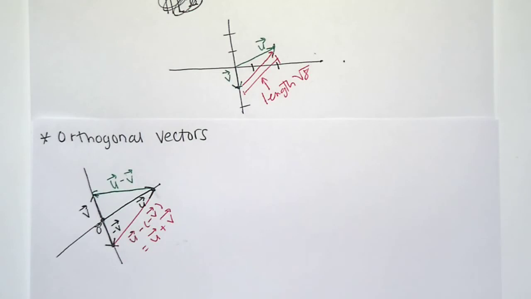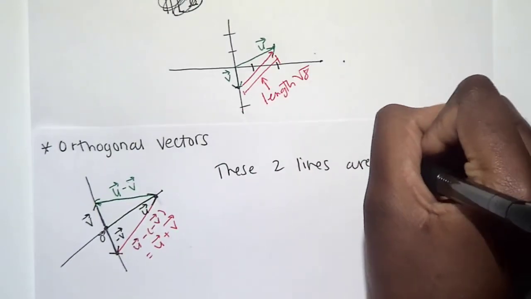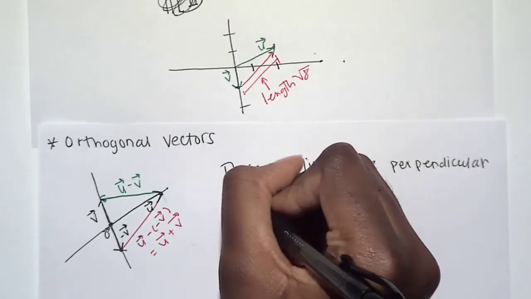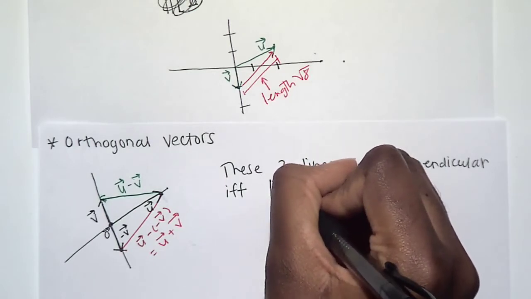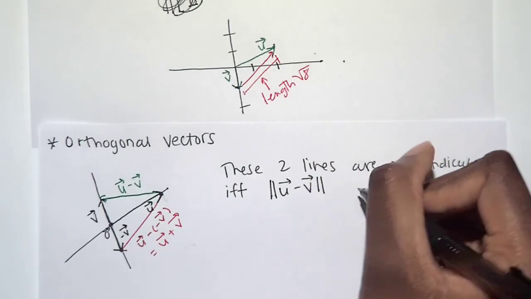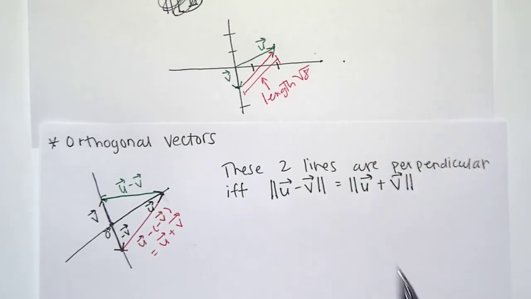All right, so the two lines that I drew here, they're perpendicular, but let's talk through it. These two lines are perpendicular if and only if the distance between u and v, or u minus v, is the same as the distance between u plus v. If these are equal, then our lines are perpendicular. So let's actually do the math and see what this looks like.